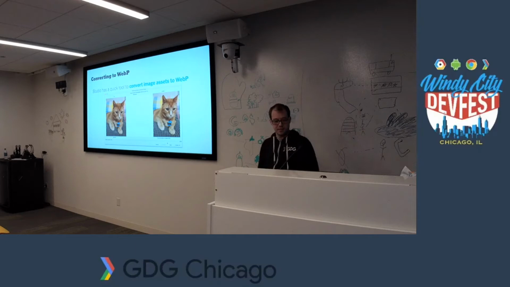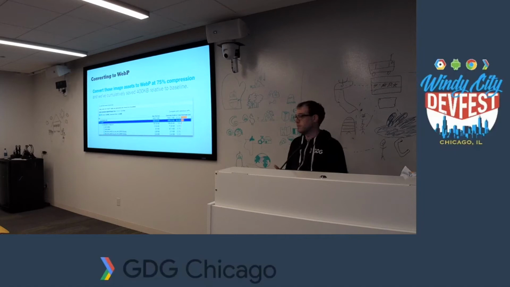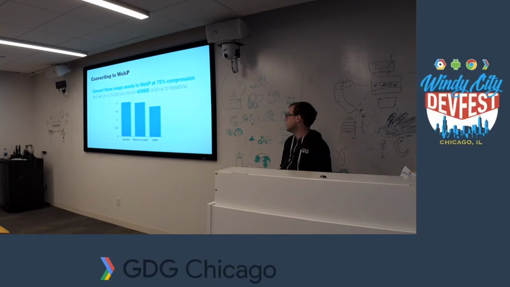So when we convert those image assets to WebP at 75% compression, we've gotten 400 kilobytes knocked off the top of the app. So WebP gave us a lot of headroom. So we're moving a little bit better here with just a few of these strategies.